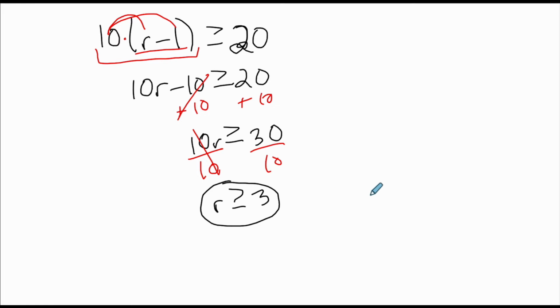And just as a quick reminder to graph your solution, number line, and then you've got your 3. And I'm going to have a closed circle on the 3 because it's or equal to 3. And it's r is everything that's greater than or equal to 3. So my arrow points towards the right. All right, so there's example 1. Let's go to another one.